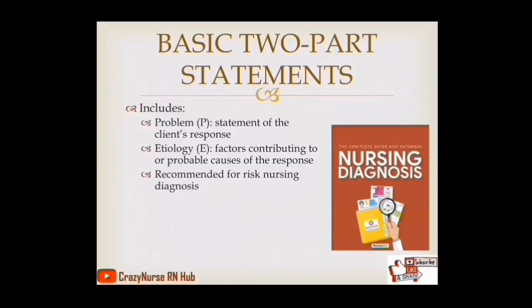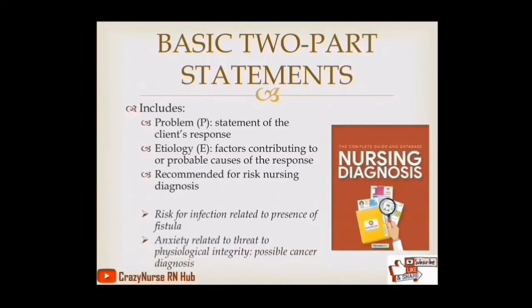The two parts are joined by the words related to rather than due to. The phrase due to implies that one part causes or is responsible for the other part. By contrast, the phrase related to merely implies a relationship. So we have an example here: risk for infection related to presence of fistula, and anxiety related to threat to physiological integrity, possible cancer diagnosis.